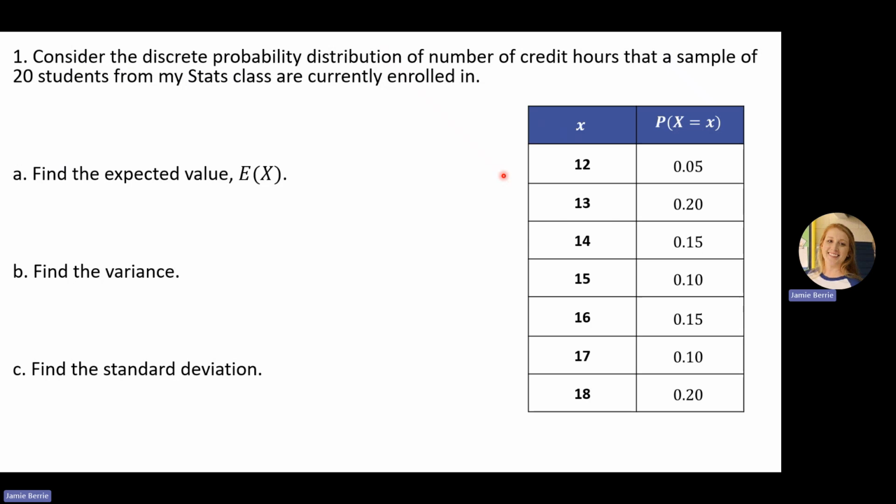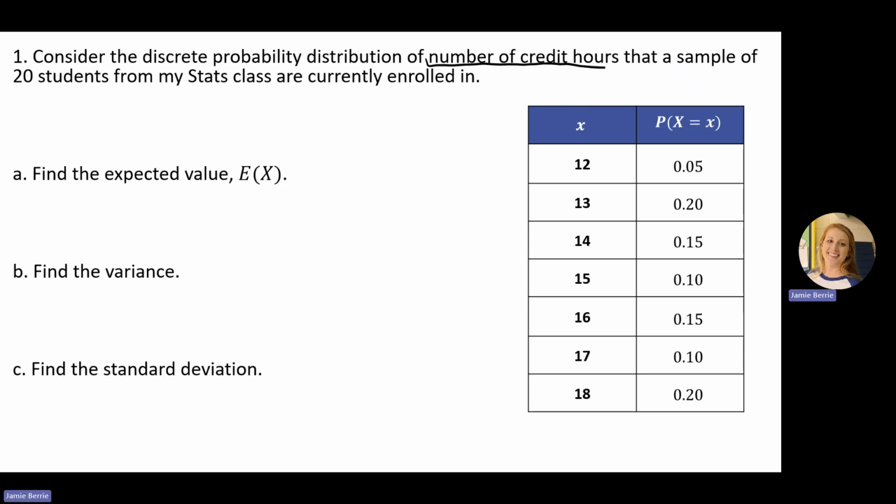All right, so here's an example of a probability distribution. It says, consider the discrete probability distribution of the number of credit hours that a sample of 20 students from my stats class are currently enrolled in. So here is the probability distribution. You can see we've got X, which is the values of our random variable. We know that our random variable is the number of credit hours that students are enrolled in.